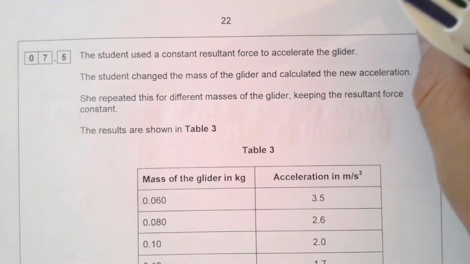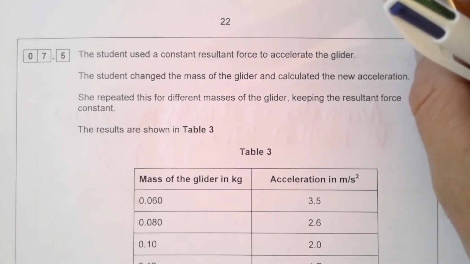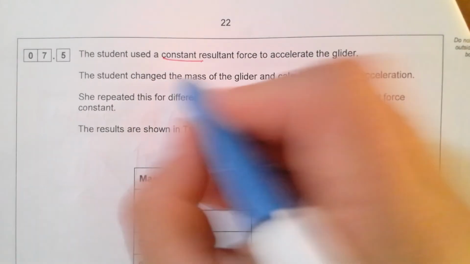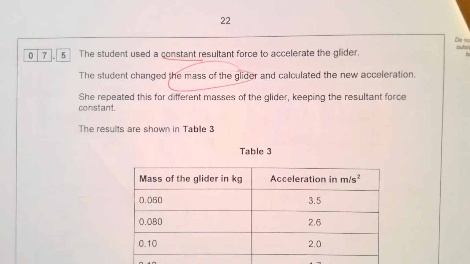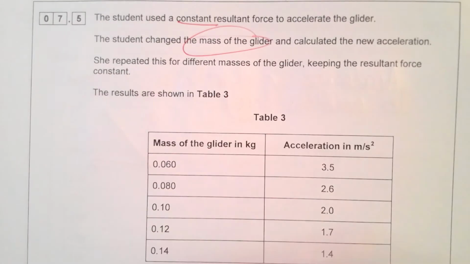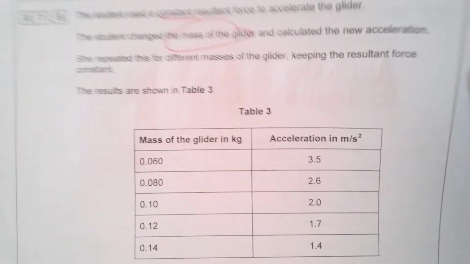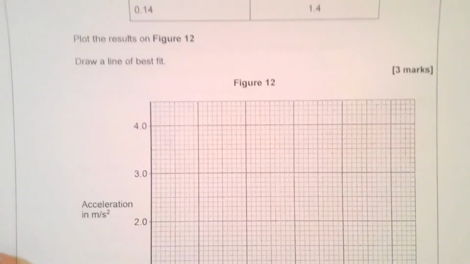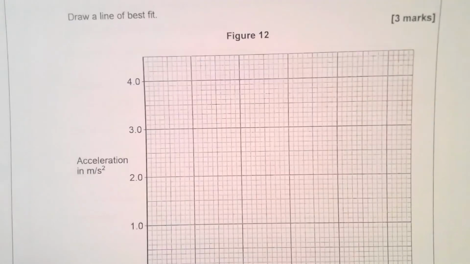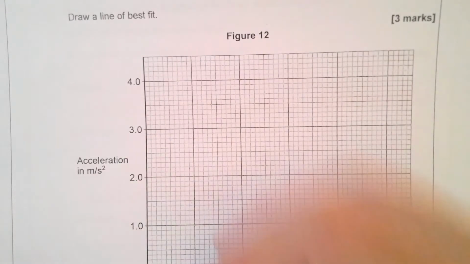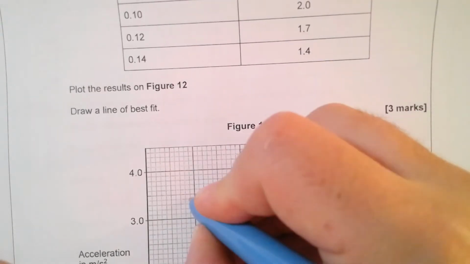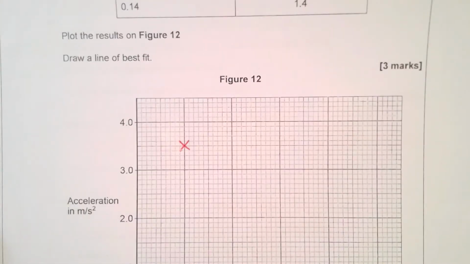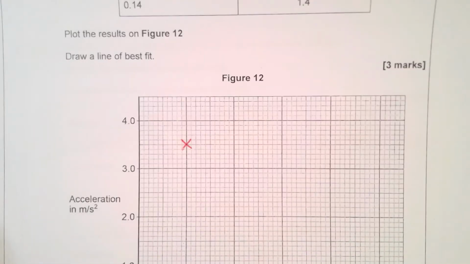7.6, different experiment. This time they're keeping the accelerating force, the resultant force, constant, and they're changing the mass of the glider. So that should probably decrease the acceleration, but let's see. We have a table of results here, and it's asking us to plot a graph below. So our first reading was a 0.06. That takes us up to 3.5. Use a cross when you're plotting this, please, not a dot.